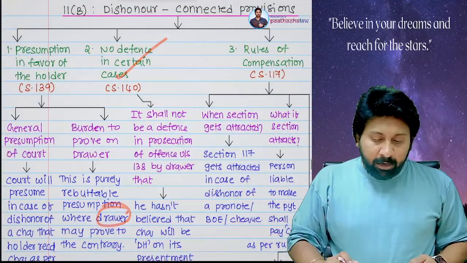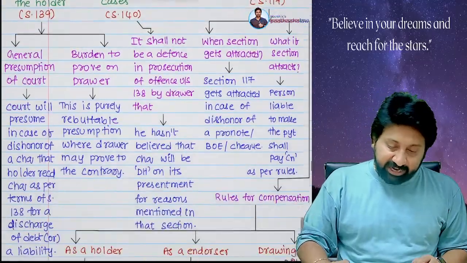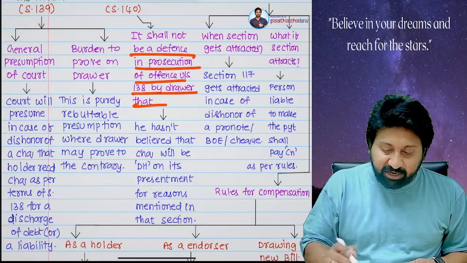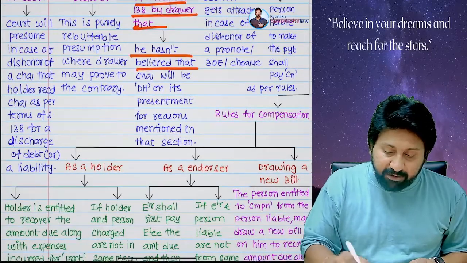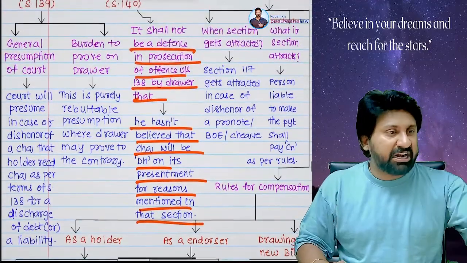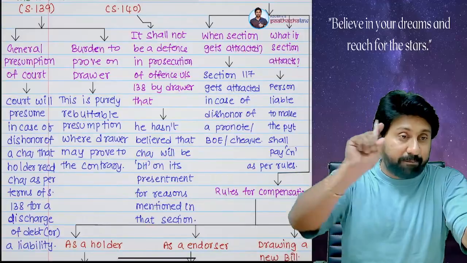Number 2, no defense in certain cases. Let's read. It shall not be a defense in prosecution of an offense under Section 138 by the drawer that he hasn't believed that the check will be dishonored on its presentment for the reasons mentioned in that section. Sir, I didn't understand. Read it once. Again, pause the video and read.